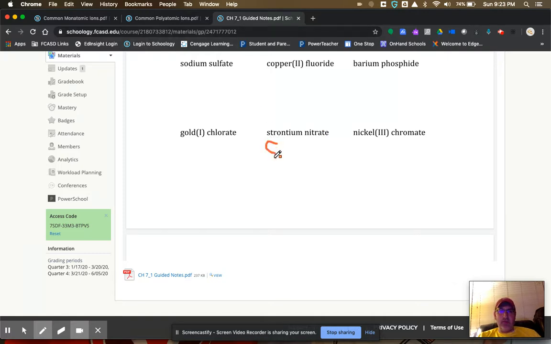Strontium is Sr plus 2. Okay, so we have Sr plus 2. And nitrate, you kind of looked at this one before, NO3 minus 1. Okay, so we have Sr plus 2, NO3 minus 1. We crisscross our charges. We're going to need 2 of the NO3. We're going to need just 1 of the Sr. So to show 2 of the NO3, we are going to have to put that in parentheses.